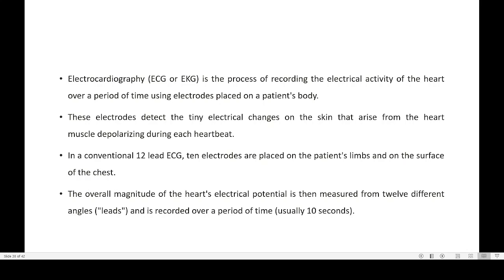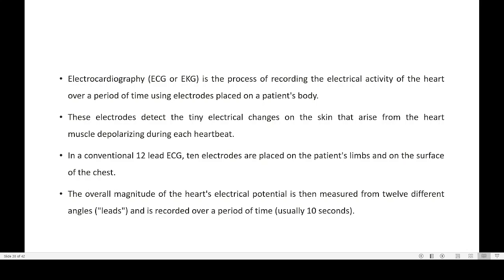So if you look at this sentence, there is a term called depolarization. For the time being, you may take depolarization to refer to contraction of the heart. So during contraction of the heart, there is a depolarization, and each depolarization will be producing a visible electric current.